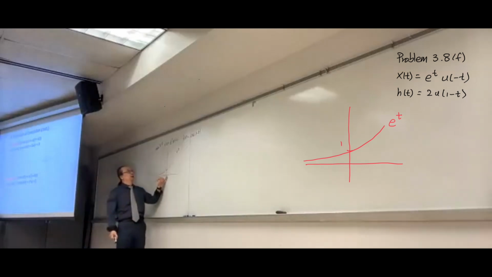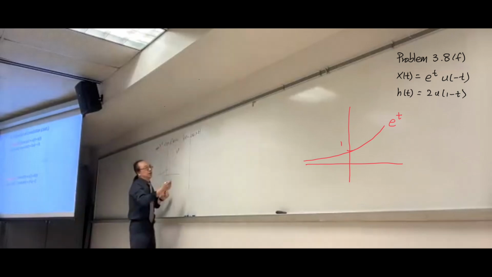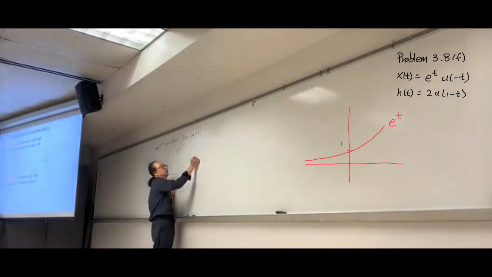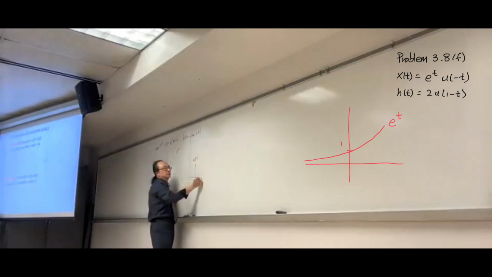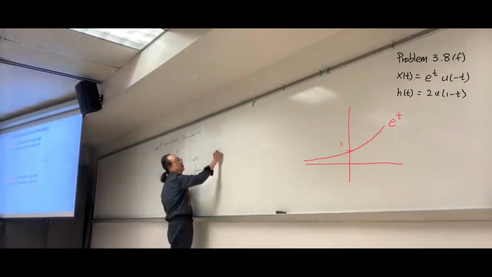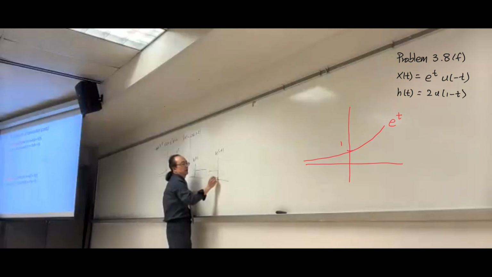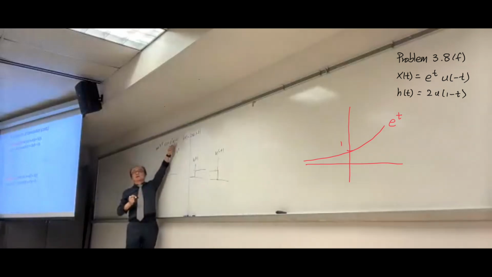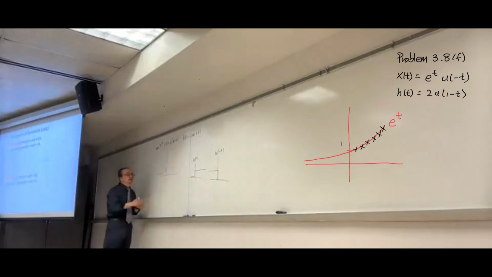Now we need to multiply this by u of negative t. If we have u of t, inside the parentheses is a positive t, so we want the positive side. If you have u of negative t, we want the negative side. You can look at it that way. So basically, we don't want all this positive side, but this is x of t.